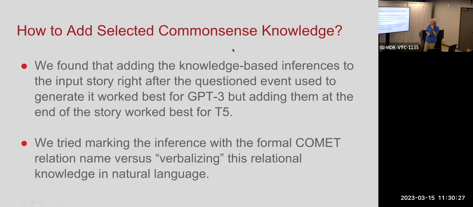We found that adding the knowledge-based inferences to the input story right after the questioned event worked the best for GPT-3, but adding them at the end of the story worked for T5. We played around with all sorts of ways to stick this content into the story. Where in the story should we put it? We tried making the inferences with formal COMET relations or, quote, verbalizing them to make them sound more like everyday ordinary English. Not surprising, we found the latter worked better.